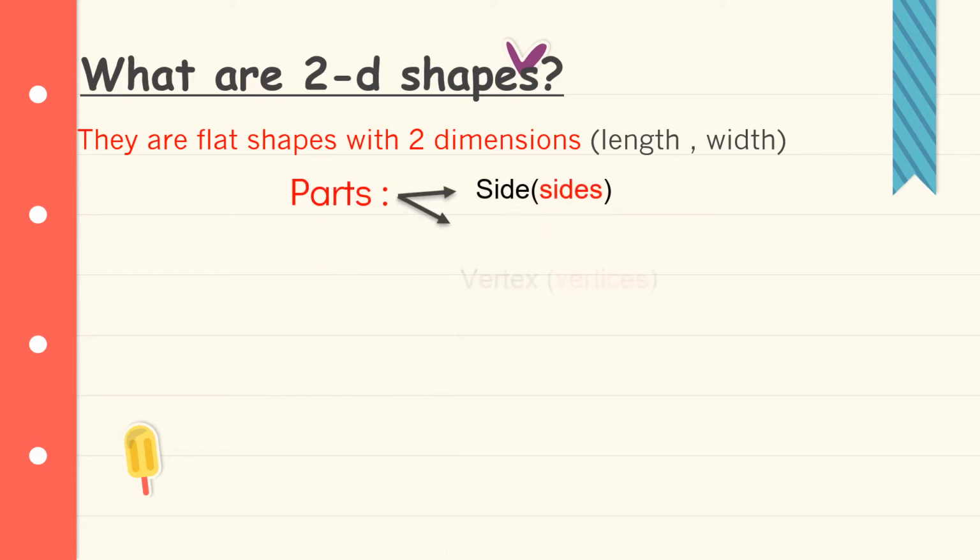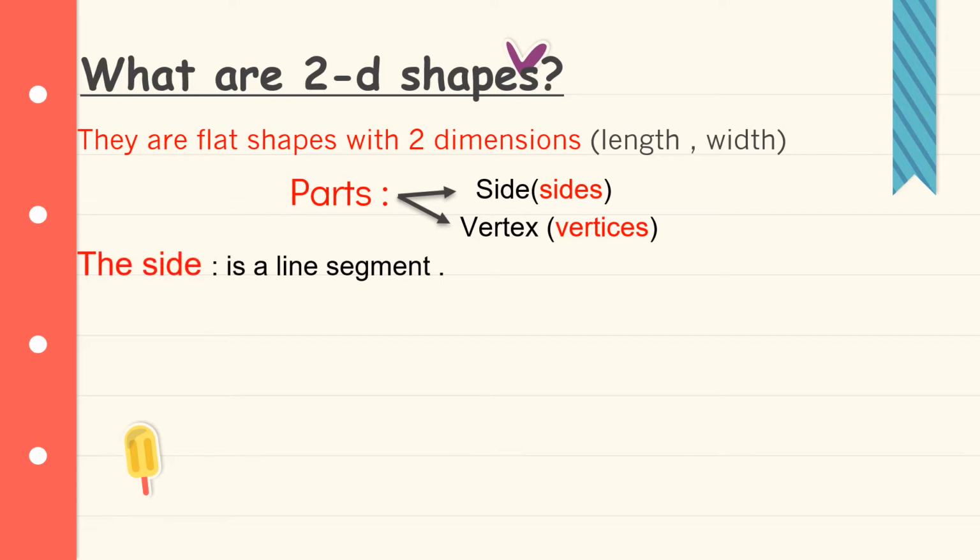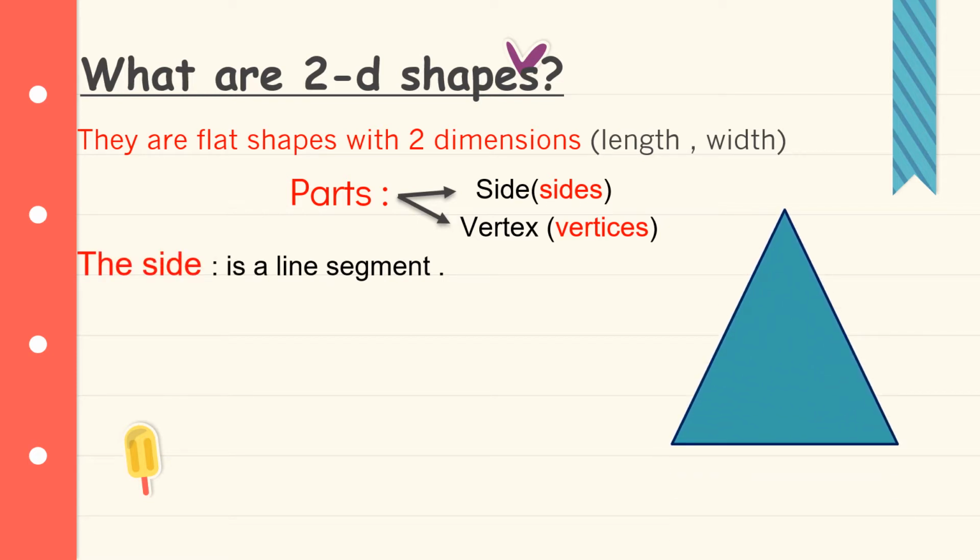We have two parts. The first part, we call it side, and its plural is sides. And the second part is vertex, and its plural is vertices. What is the meaning of side? Like in our photo, the side is a line segment. This is a side, and this is a side, and this is a side. In this 2D shape, we have 3 sides.